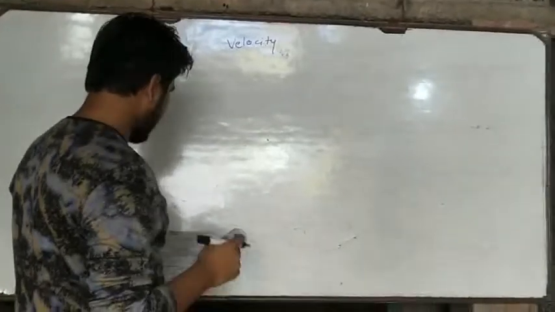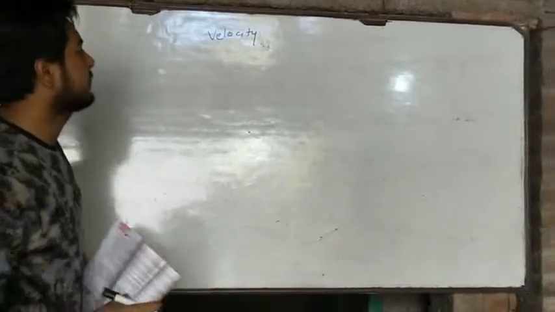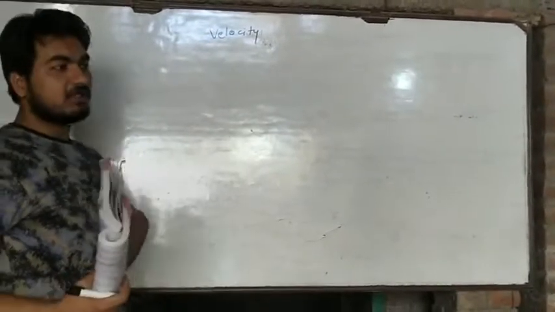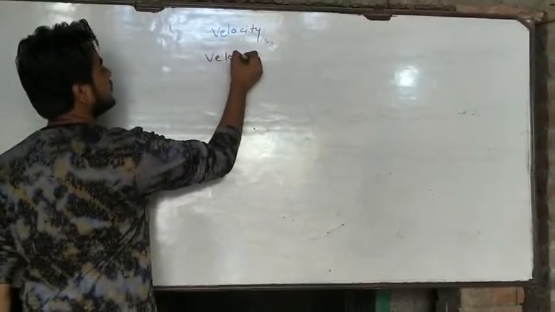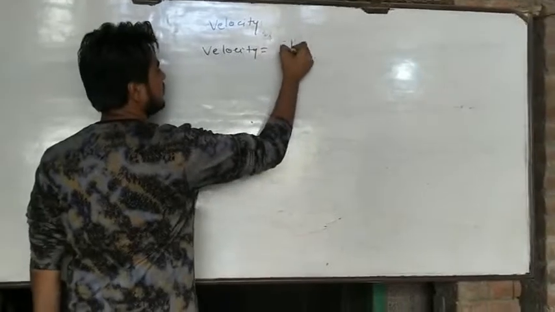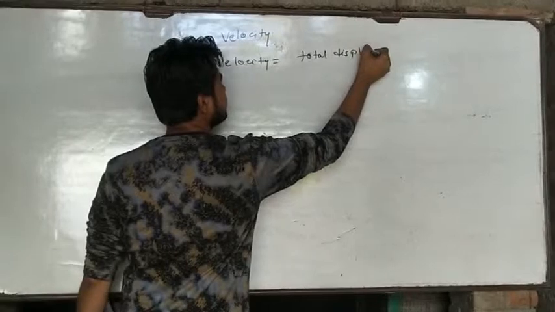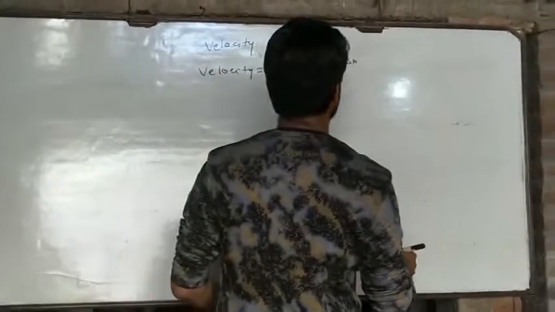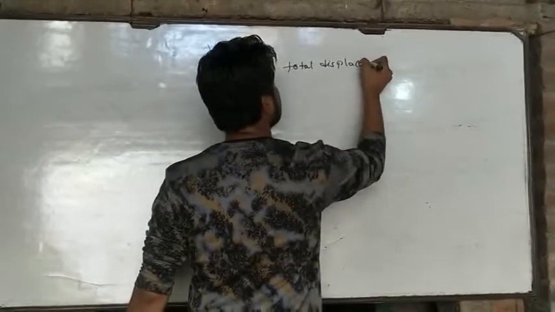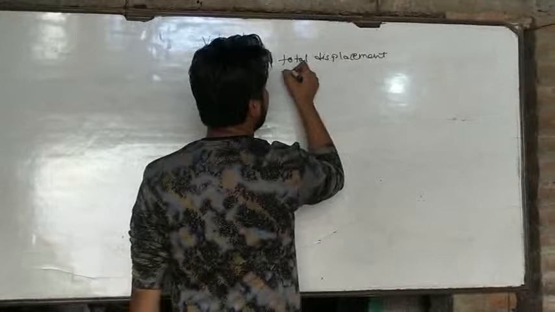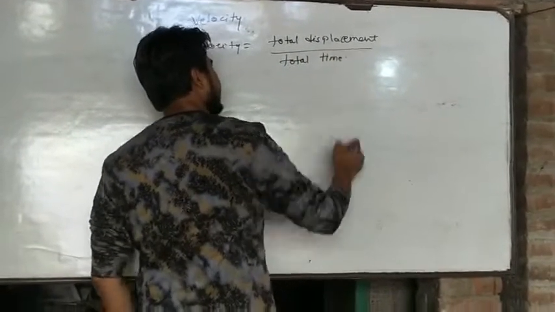Earlier we talked about speed. Now we talk about velocity. What is velocity? Velocity is equal to total displacement upon total time. It can be described as follows.